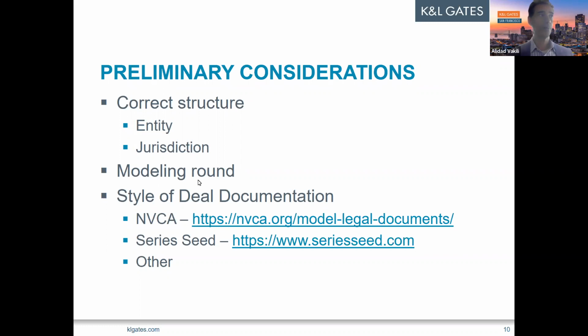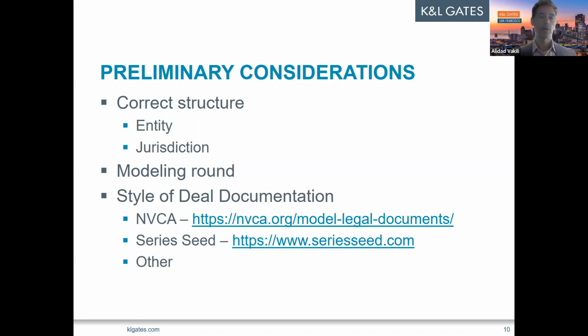Okay, let's talk a little bit about preliminary considerations. One of the first things, and I won't talk much about this because I did another presentation, and my colleague Jason Gordon has done a number of these, where we talk about how to position your company for venture capital funding and talk more about structuring it. Are you setting up the right entity in the right jurisdiction? Typically, the Delaware corporation is the most favored type of entity, and Delaware is the most favored jurisdiction in the U.S. But that's touched on in another presentation. Modeling the round, we'll talk a little bit about that. And then the style of the deal documentation.